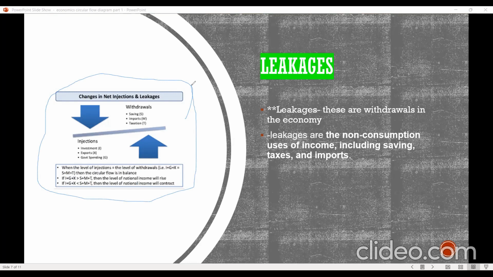When our leakages, our withdrawals from the circular flow diagram, and our injections into the circular flow diagram are equal, we then have a balance in the circular flow diagram. Simply a balance when the level of injections is equal to the level of withdrawals. It means now there is equity.